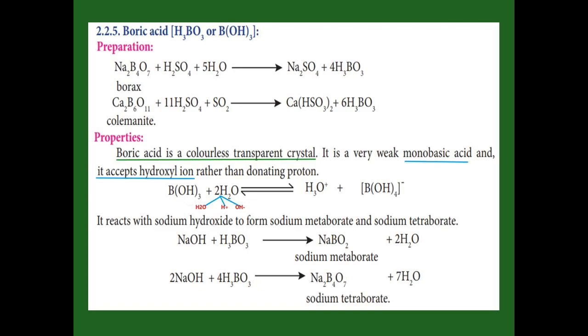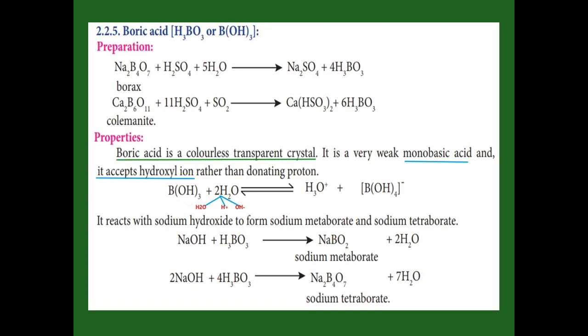See, boric acid B(OH)3, then 2 moles of water; I split into 1 mole H2O and another mole H plus and OH minus. That H plus reacts with the H2O and gives H3O plus, and the remaining OH minus reacts with the B(OH)3 and gives B(OH)4 minus. So here the boric acid accepts OH minus, so it acts as a monobasic acid.